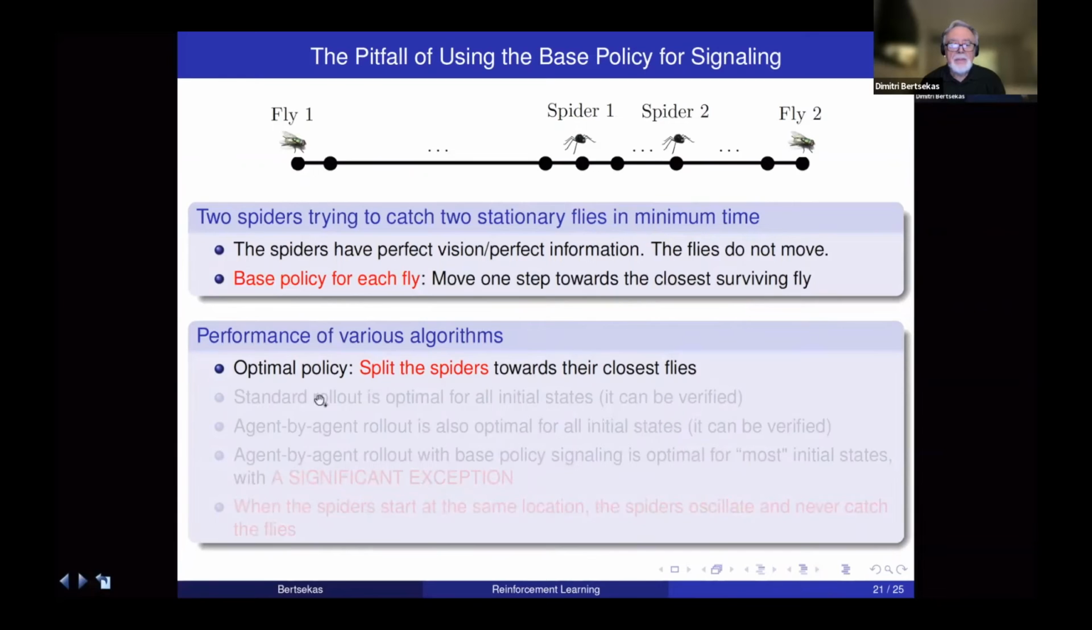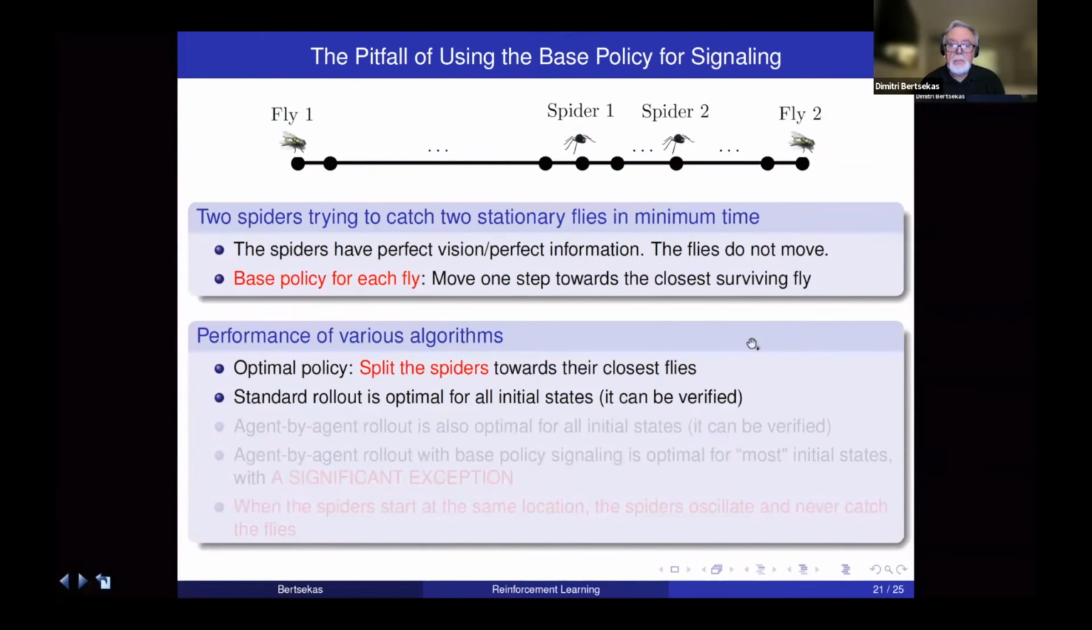Okay, so that's pretty easy to see that the optimal solution is to go towards the closest flies. Now, something that's not obvious is that if you apply the standard rollout, not multi-agent, but just the standard rollout where the spiders jointly choose their moves, it turns out that the standard rollout is optimal for all the initial states. No matter where you start, it will be optimal. Of course, this connects to the cost improvement property of rollout, but it's nice to see that it actually works optimally for all the initial states.